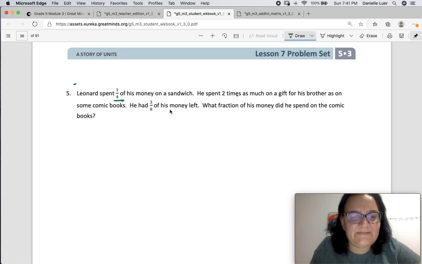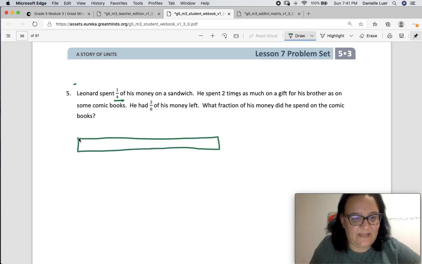He had 3/8 of his money left. Okay, so let's just write this all out and figure out what we've got left. We know that he has 3/8 left. And he spent 1/4 on a sandwich. So there's the sandwich.